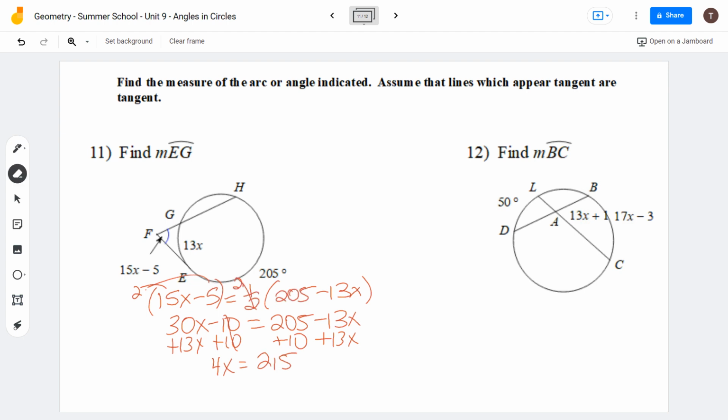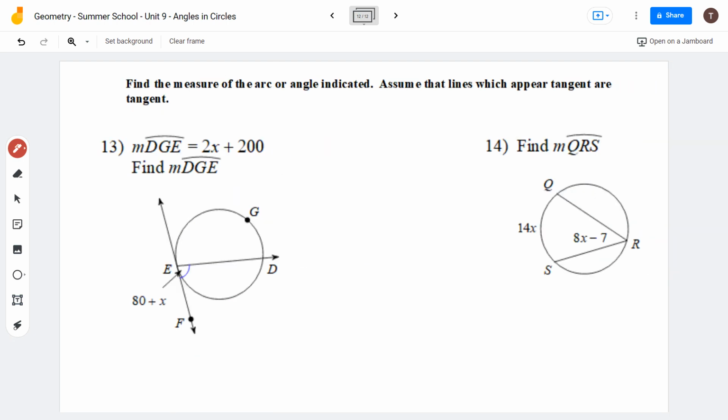I didn't write 43, did I? I just wrote 4. 43x. So if I divide 215 by 43, oh man, x would be 5. If I'm trying to find arc EG, that was this one. So I would do 13 times 5, which would be 65 degrees. That would be my final answer.